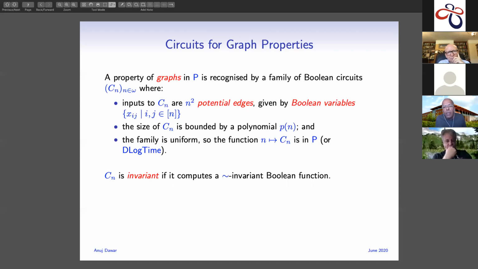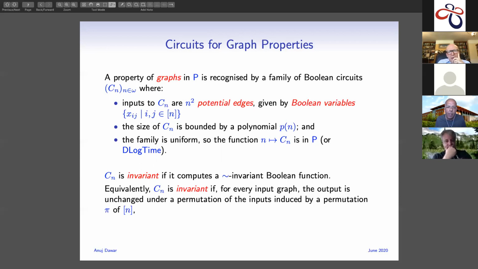And for it to decide a graph property, the circuit has to be invariant in the sense that the Boolean function it computes is invariant under this equivalence relation, right? Reordering the vertices of the graph shouldn't change the result. This is the same as saying that if on this set of n squared inputs, you apply a permutation on n, the result should be unchanged, right?